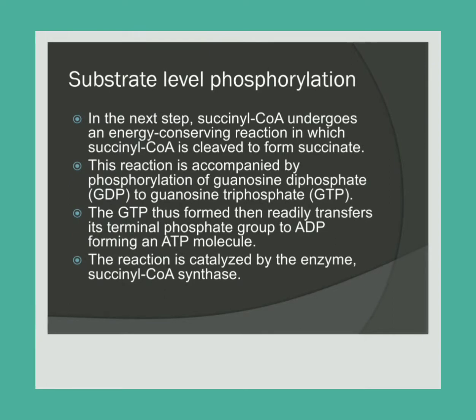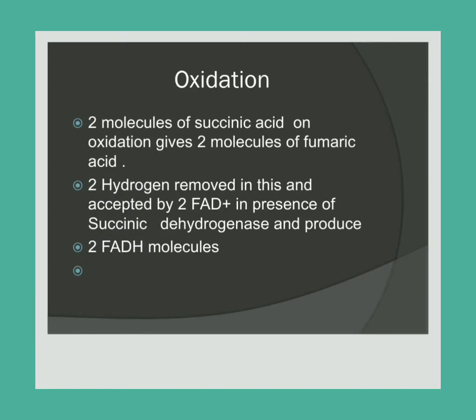Next, substrate level phosphorylation. In the next step, succinyl CoA undergoes an energy conserving reaction in which succinyl CoA is cleaved to form succinate or succinic acid. This reaction is accompanied by phosphorylation of GDP to GTP. That is, guanosine diphosphate is converted into guanosine triphosphate, which is equal to ATP. Later it will convert into ATP. This reaction is catalyzed by the enzyme succinyl CoA synthetase. So succinyl CoA is converted into succinic acid, both of which are 4 carbon compounds.